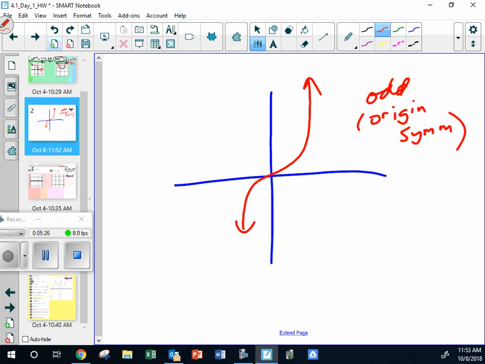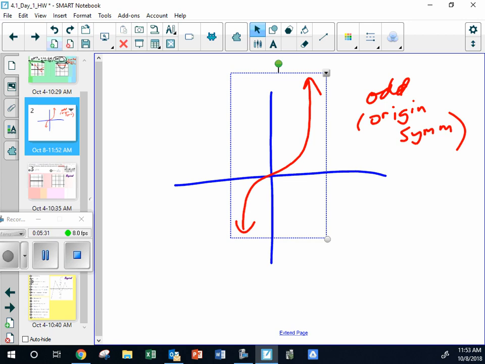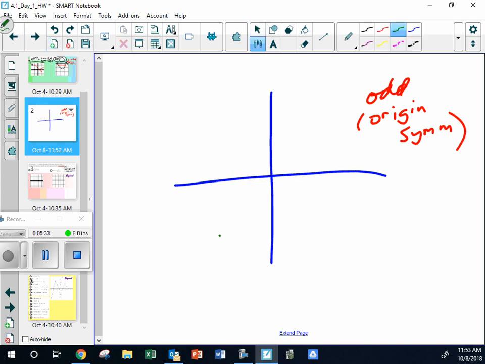So some of your questions could be as simple as that. They give you a picture, and they ask you, what kind of symmetry does this have? Well, it's got y-axis symmetry, so it must be what kind of a function? That's an even function. Now, one thing that confuses people sometimes is if I move this over a notch like this, does it still have y-axis symmetry? No, it does not. Therefore, it is not an even function anymore. Just by moving it, it's not an even function.